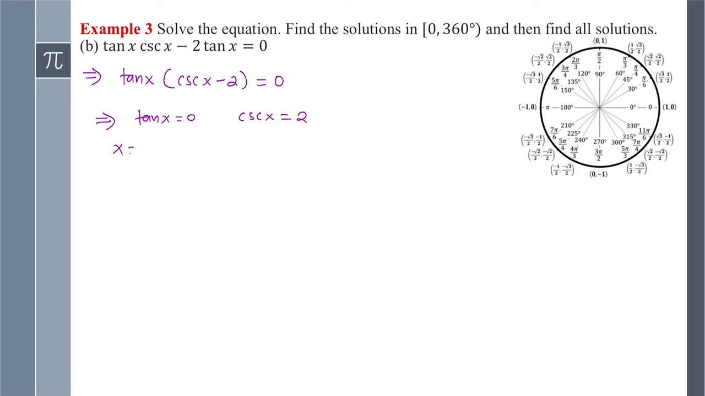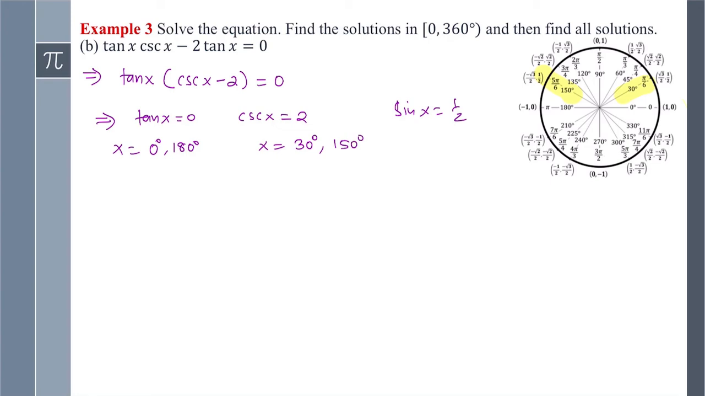So from here we get x. Tangent x equals 0 means tangent is 0 at 0 degrees and at 180 degrees. So this is 0 degrees and 180 degrees. And then here, cosecant x equals 2 means it is the same as sine x equals 1/2, because cosecant is the reciprocal of sine. So sine is 1/2 in the first quadrant at 30 degrees and in the second quadrant at 150 degrees. So that means x equals 30 degrees and then x equals 150 degrees.